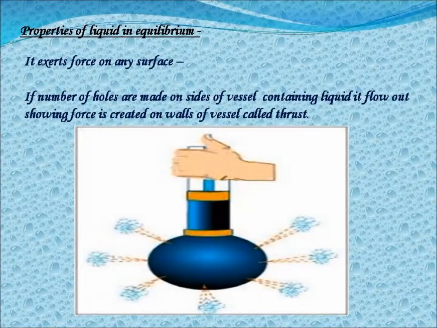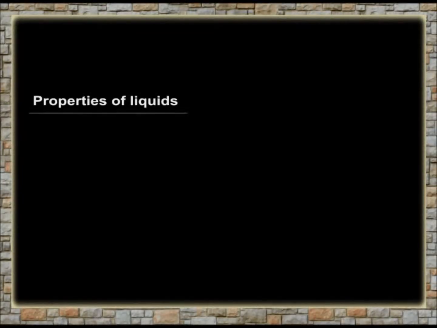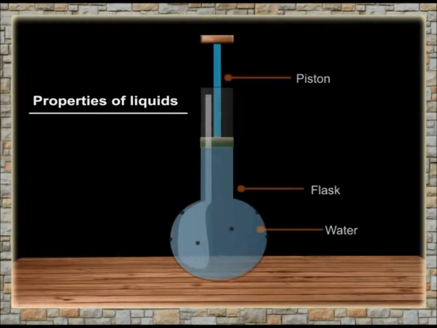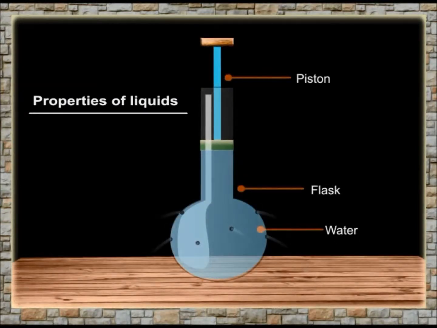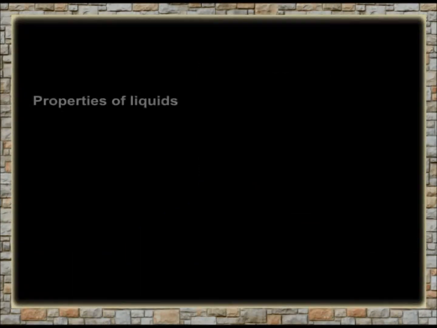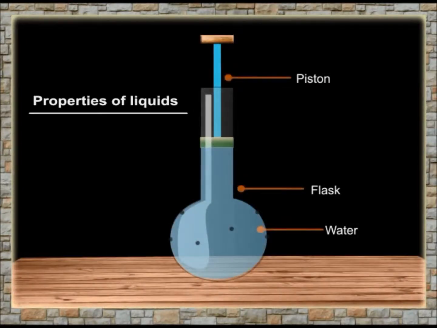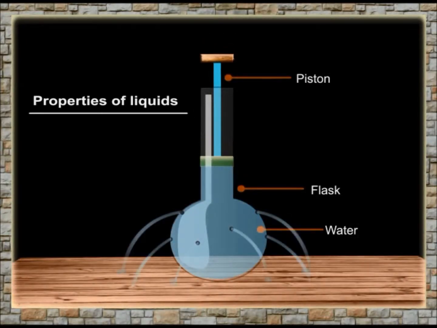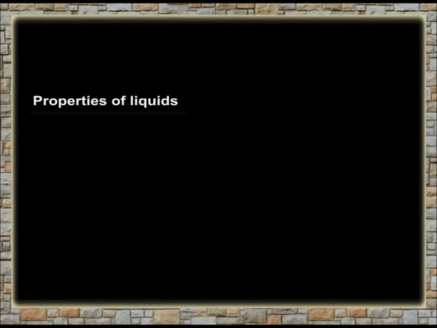Properties of liquid in equilibrium. Let us observe the properties of liquid in equilibrium. For this, let us have a look at this video. In this video, we have taken a round bottom flask, filled it with a liquid, and a piston is attached to its neck. If we make holes around the sides of this round bottom flask, we will see that water comes out through the holes when the piston is pushed down.